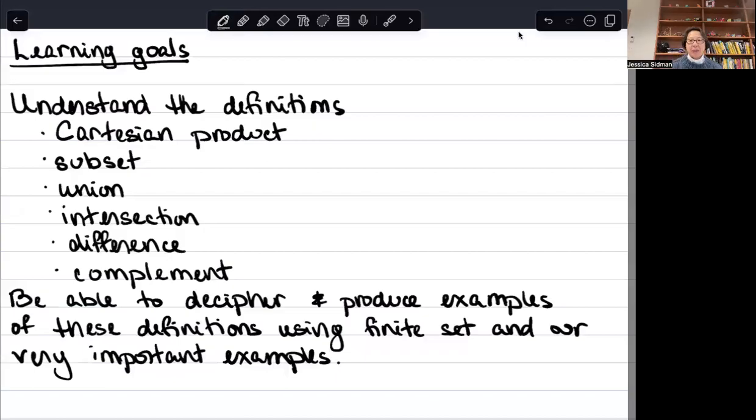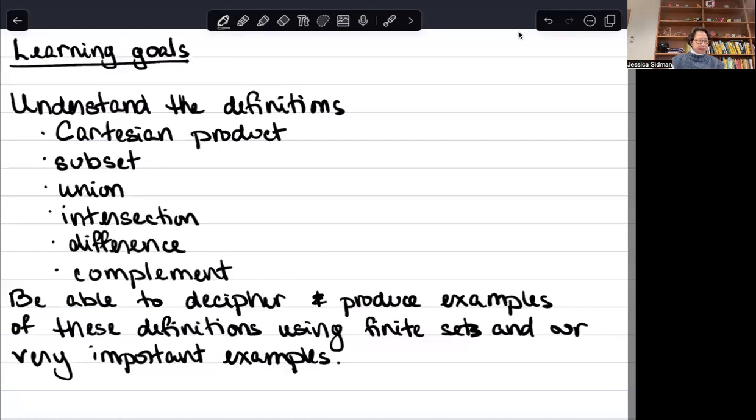Hello. The goal of this video is to introduce you to some operations on sets. By the end, you should understand the definitions of a Cartesian product, subset, union, intersection, difference, and complement. You should be able to decipher and produce examples of these definitions using finite sets and our very important examples.